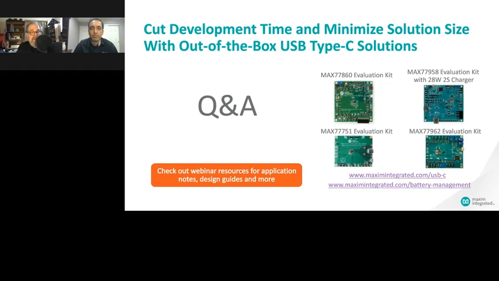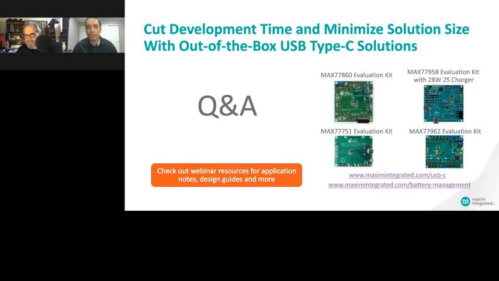Okay, so second question, and this one is kind of interesting, something I've wondered. How do you know whether or not USB-C or USB with power delivery is needed for an application? And the second part of that question is, in what cases should we just consider sticking with standard USB micro B ports?